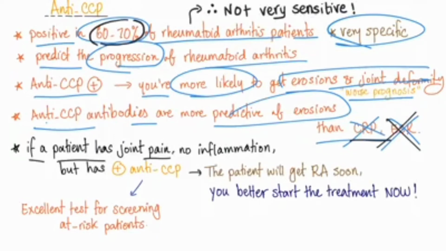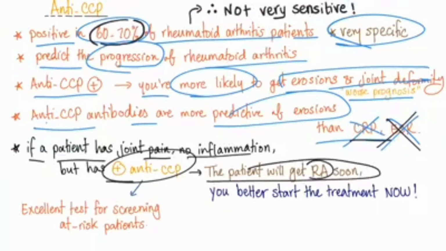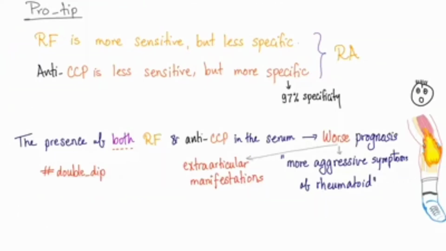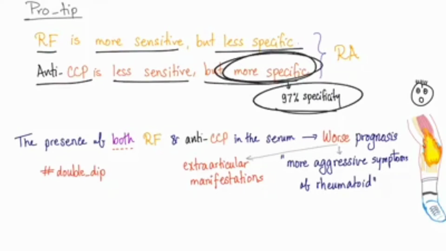If a patient has joint pain, no inflammation, and has positive CCP, the patient will get rheumatoid arthritis soon. You better start the treatment now, honey. Which makes anti-CCP an excellent test for screening at-risk patients. Remember, anti-CCP, not sensitive, but very specific for rheumatoid arthritis. Not only that, it's excellent for screening at-risk patients, patients who are at risk of developing rheumatoid arthritis. Some pro tips here. Rheumatoid factor, more sensitive, less specific. Anti-CCP is the exact opposite. Less sensitive, but very specific for rheumatoid arthritis.